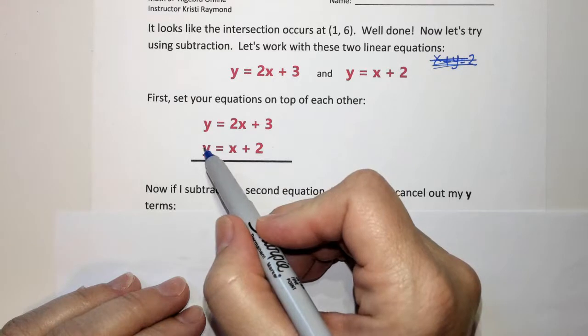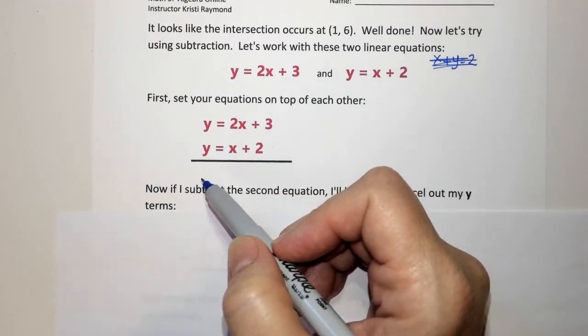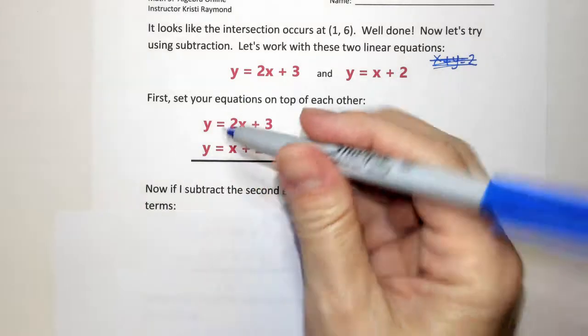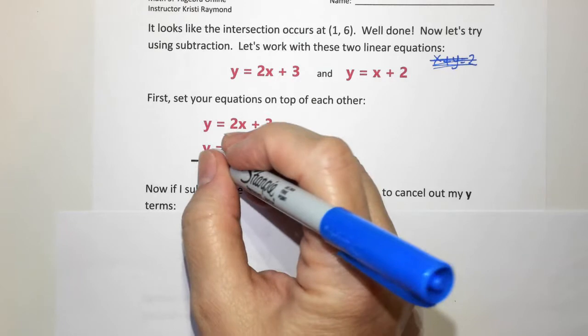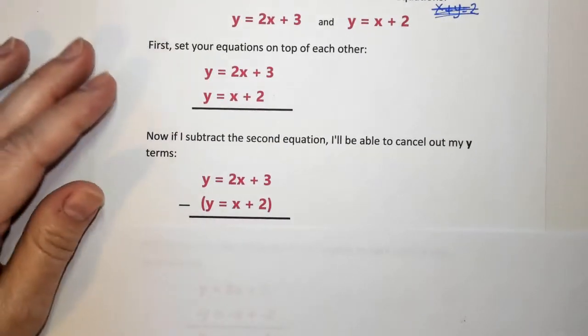Luckily, my y's do match. The coefficient in front of them is a 1. If I just subtract my second equation, I'll be able to cancel. Y minus y would be 0. So let's look a little bit closer here. How do you do that?